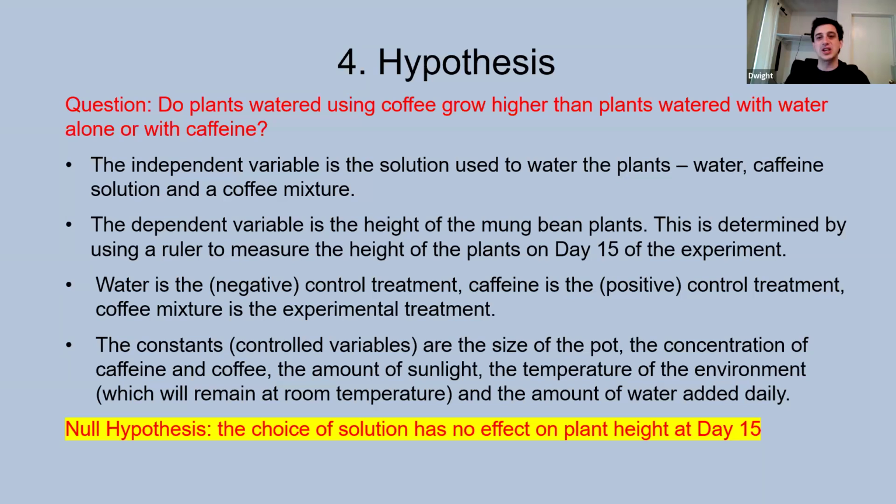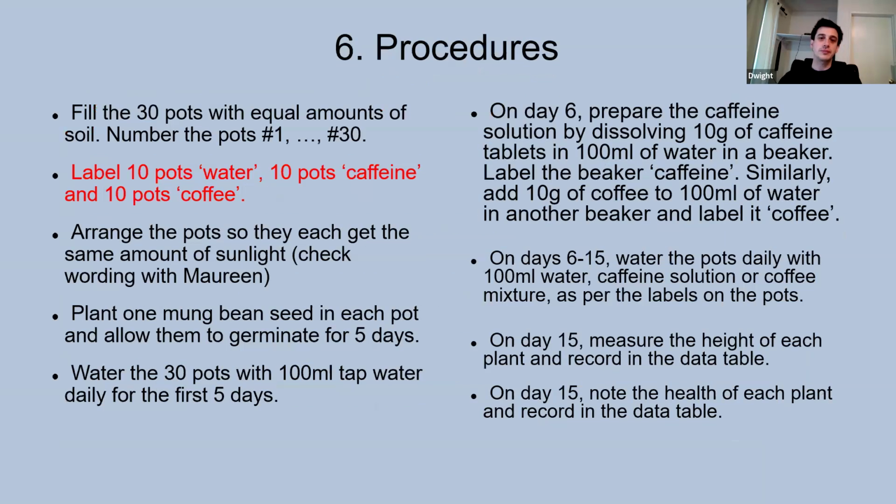Now, there are many tests that we could do even with this one null hypothesis. How do we figure out which test is appropriate? We need to look at our experimental procedures as shown on the next slide. There are two critical things that the experimental procedures tell us. The first is how our plants were assigned to the treatment groups. Here we can see that 10 pots were assigned to get water, a separate 10 pots were assigned to get caffeine, and another 10 pots were assigned to get coffee.